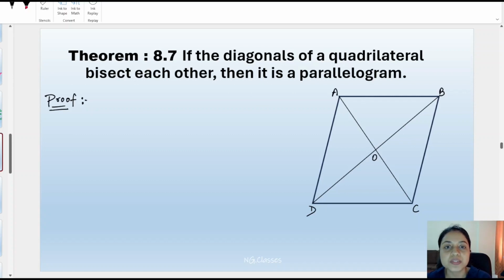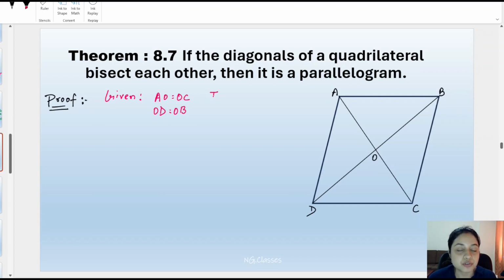So our next theorem says if the diagonals of a quadrilateral bisect each other, then it's a parallelogram. It is just the converse of the previous theorem. Here it says if we have a quadrilateral ABCD and the diagonals of the quadrilateral are bisecting each other, then it's a parallelogram. So it's given that AO is equal to OC. That's the meaning of diagonals bisecting each other, and OD must be equal to OB.